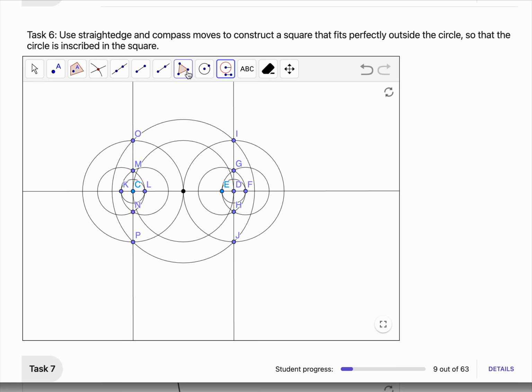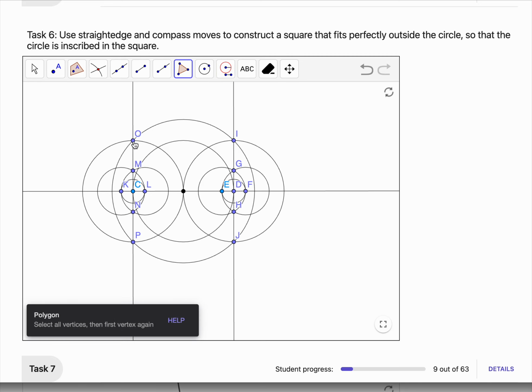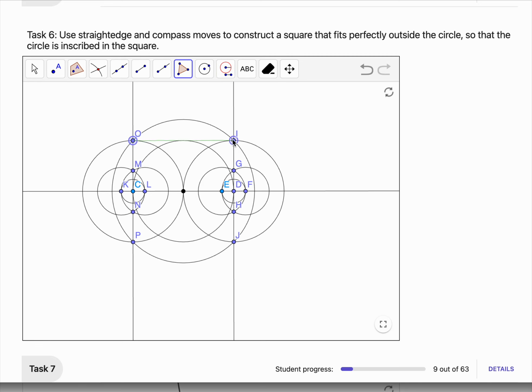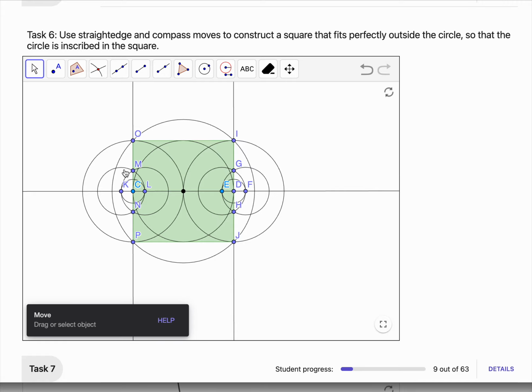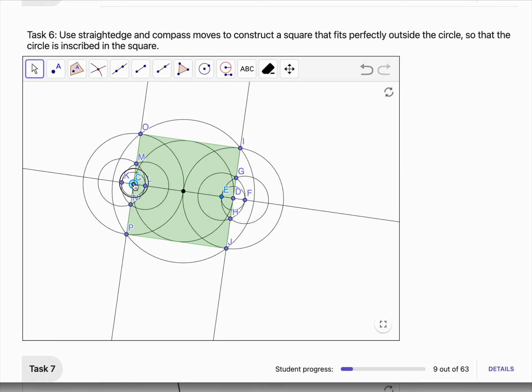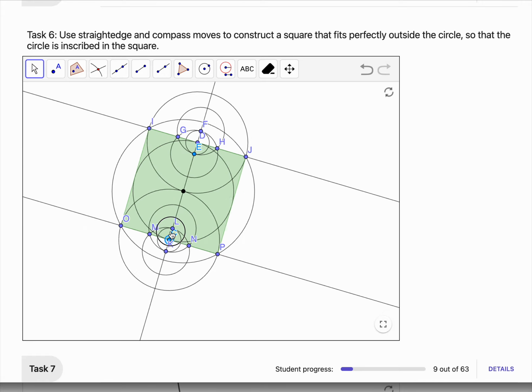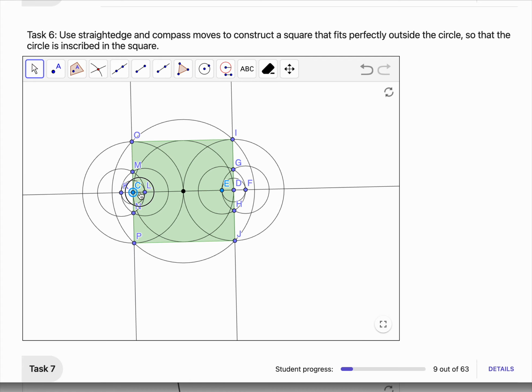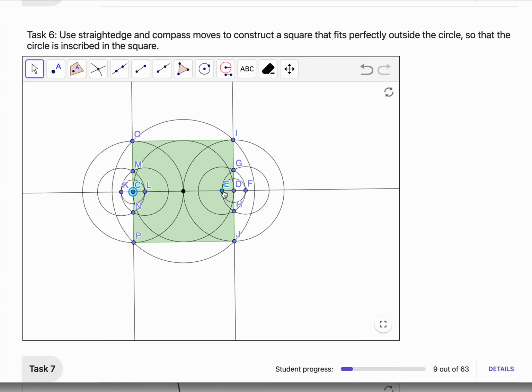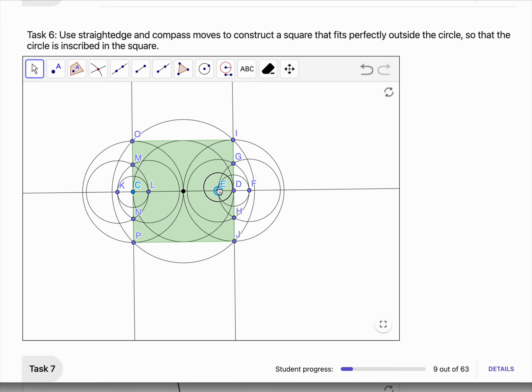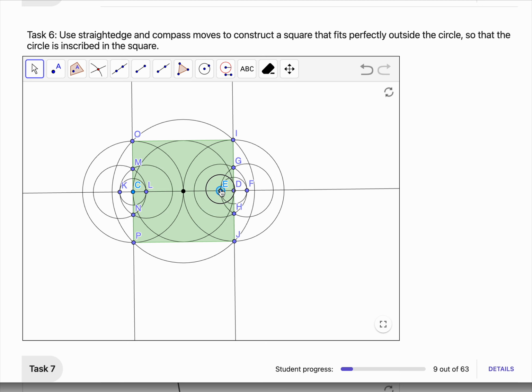All right, so here's my polygon tool. We're going to make a square from here to there, to there, to there, and back to there. And notice that if I try to move anything, like, can I move C? Yeah. Is it still a square? Yes. All right. How about if I move E? I can move E. Doesn't change anything except the size of these other circles.